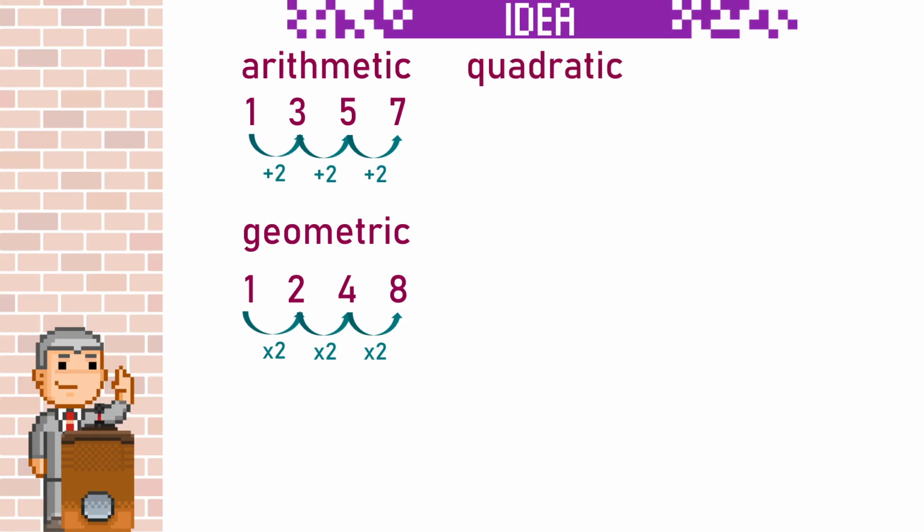A quadratic is slightly harder to spot. So looking at these numbers here, if we look at the differences between each number, you can see that the first difference is +1, the second difference is +3, then the third difference is +5. Then if we look at the difference of the differences, you can see that they have the same difference each time. So they're +2, so +1 to +3 is adding 2, +3 to +5 is adding 2, and that's how you spot a quadratic.